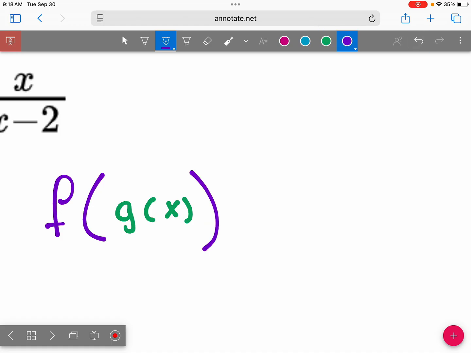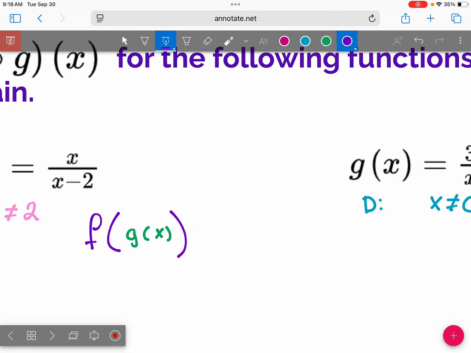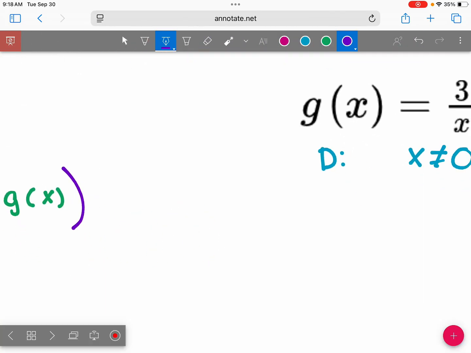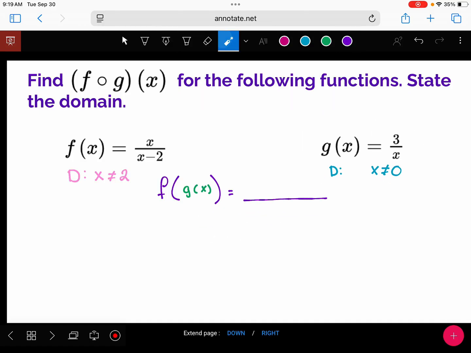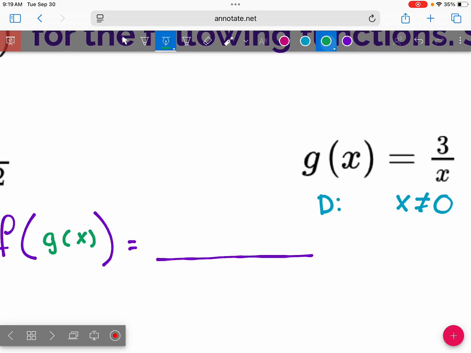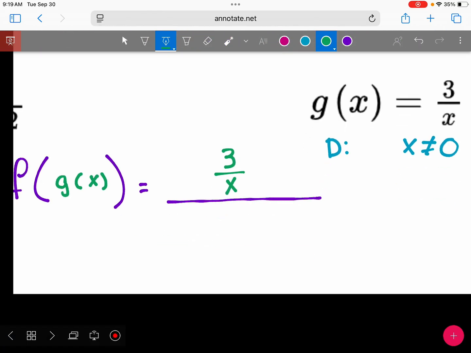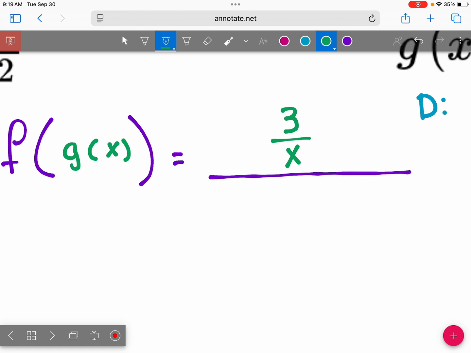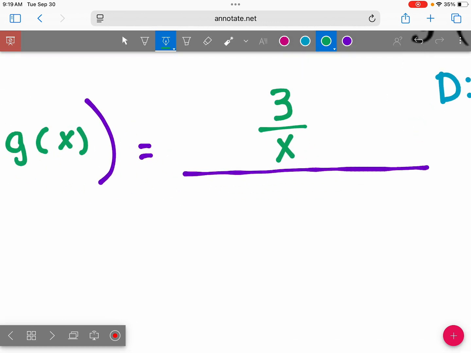I'm going to take my g of x and substitute it in place of x. So in my f of x function, when we have our fraction, we have an x in our numerator, so that's going to be my 3 over x. And our denominator, we have our x minus 2, so that's my 3 over x minus 2.